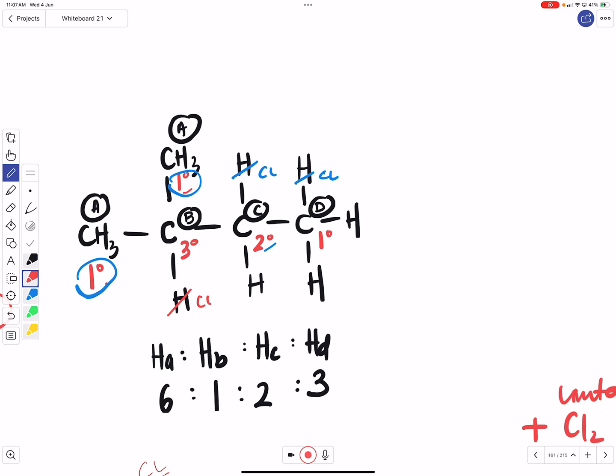When they say describe the reaction, it means write down the mechanism. It's all the equations: initiation, propagation, termination. So we have to write down equations? You do. Okay.